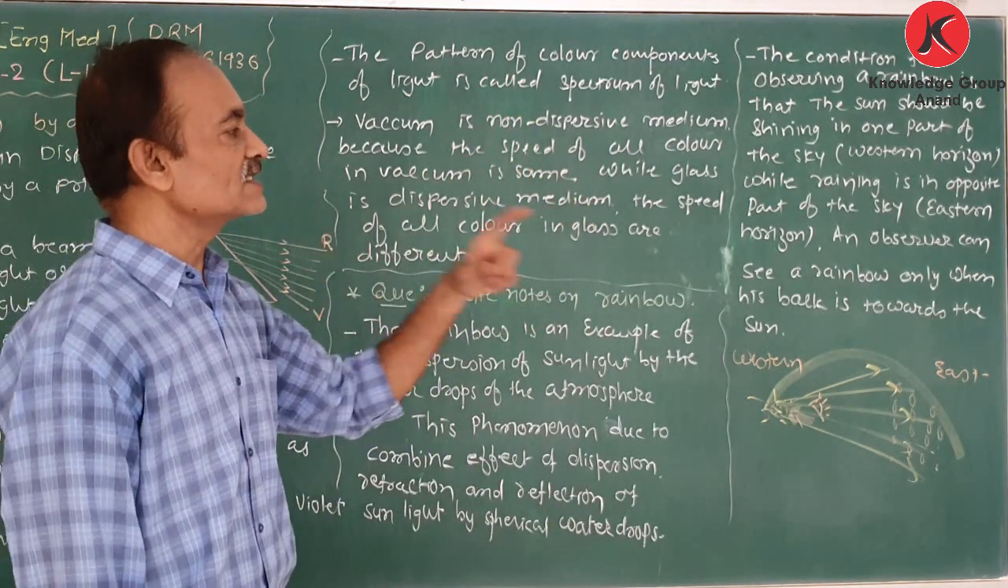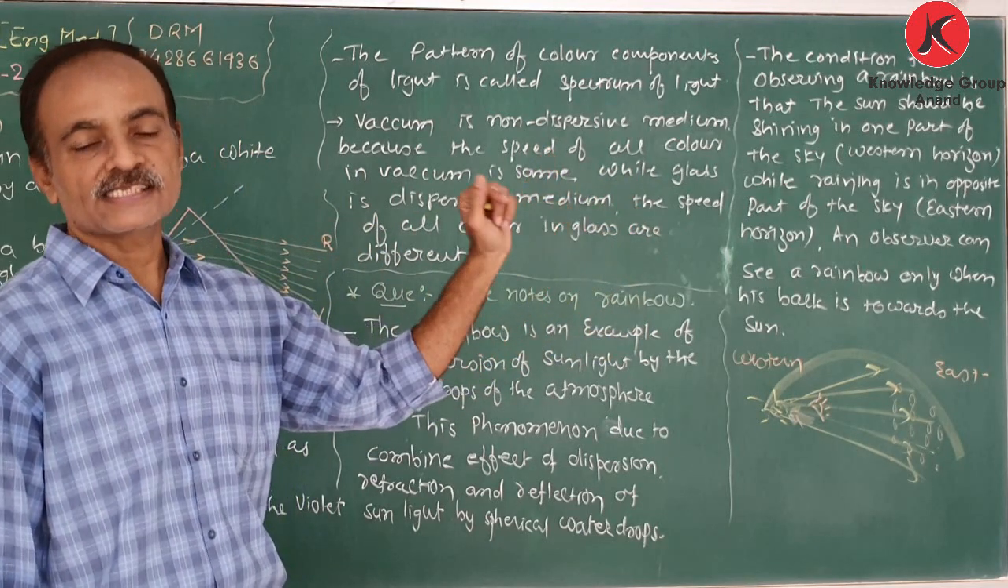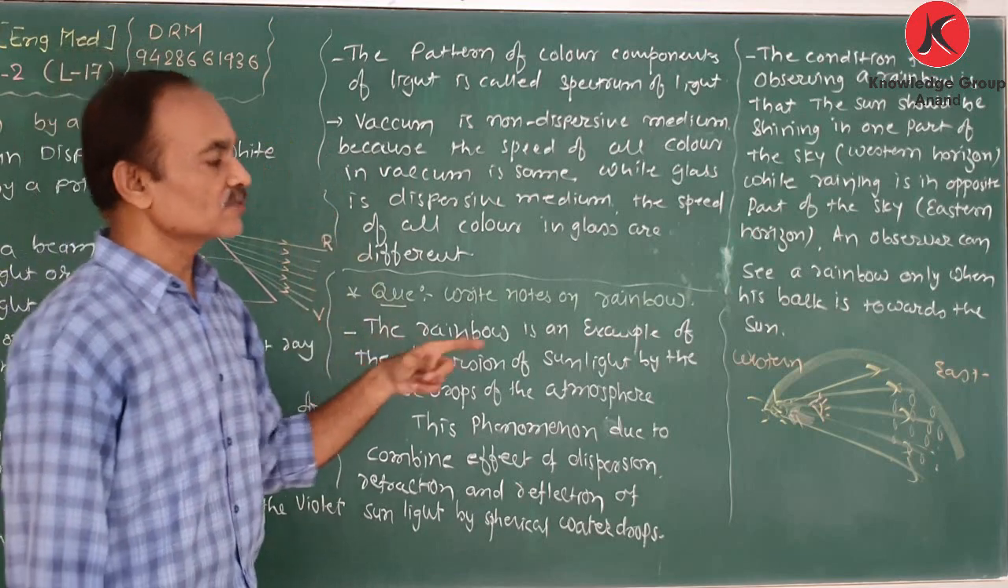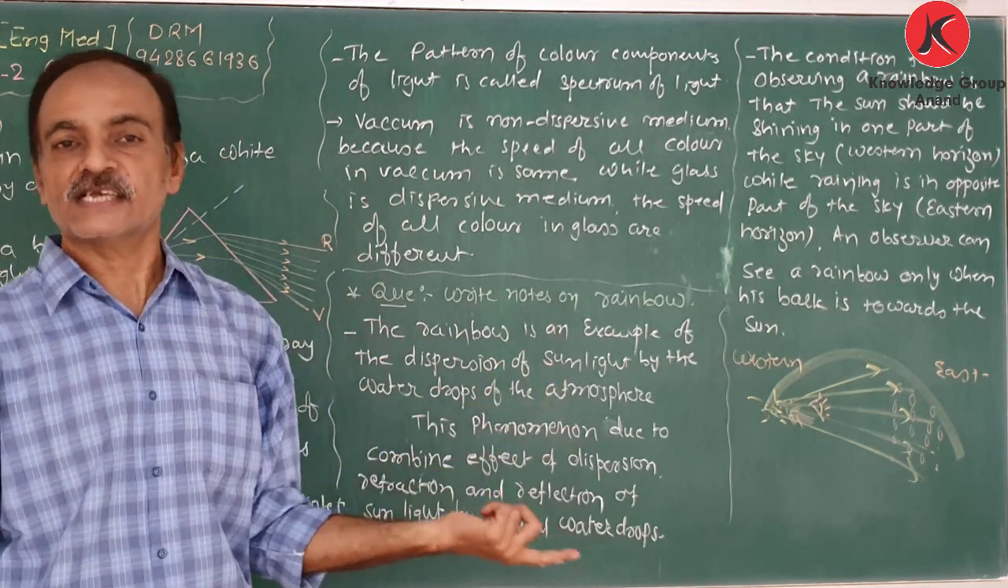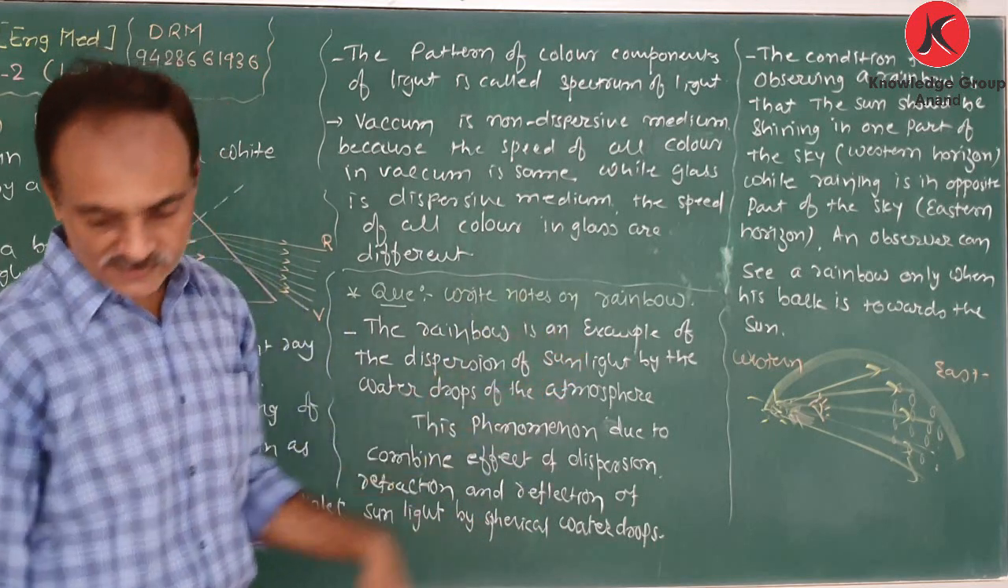Now we are going to discuss how the rainbow is formed. And sometimes in our life, the double rainbow, primary and secondary, is also formed. So how this is formed, we are going to discuss.